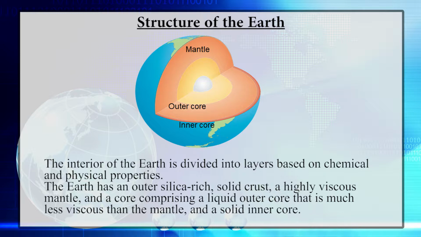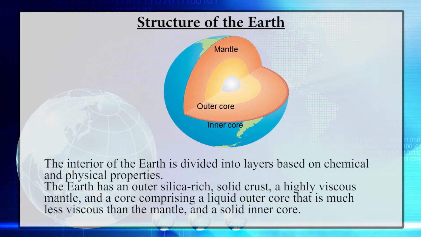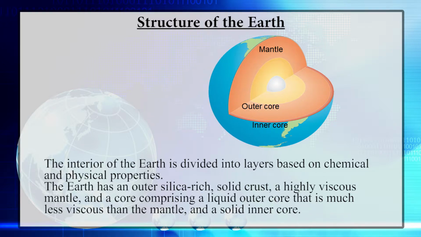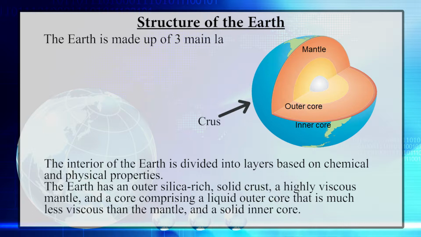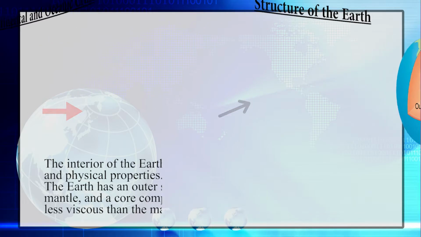The earth has an outer silica rich and solid crust, a highly viscous mantle, and a core comprising a liquid outer core that is much less viscous than the mantle, and a solid inner core. Therefore, we can say that the earth is made up of three main layers. Number 1 core, number 2 mantle, and number 3 crust.